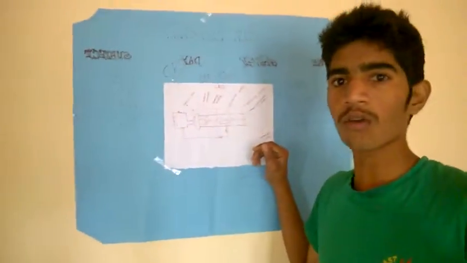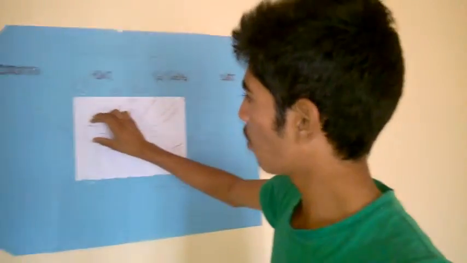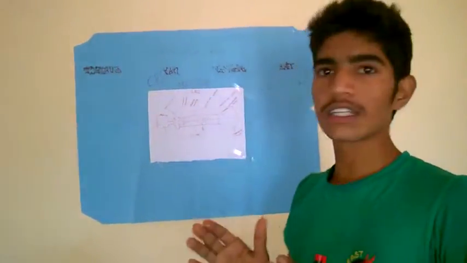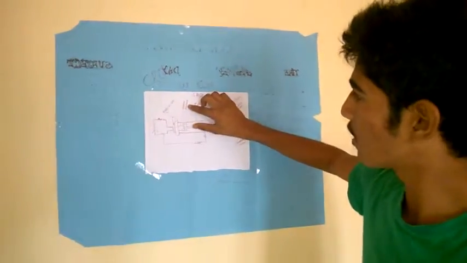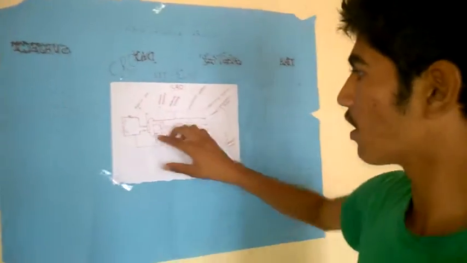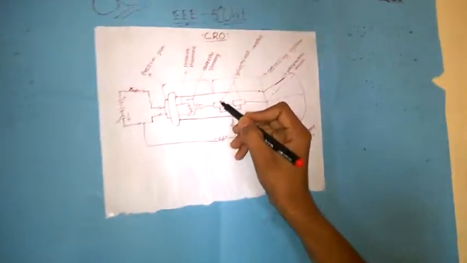Now let me show you how it works. First we connect a low tension battery to the cathode ray. It gets heated, and this filament gets heated, and the electrons get slowly emitted from the cathode, and these electrons are uniformly distributed towards the anode.